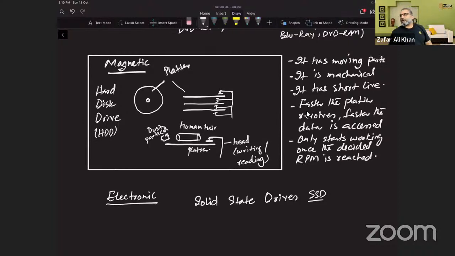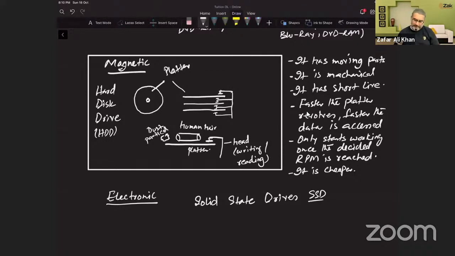जैसे जो हार्ड डिस्क आमतौर पे आजकल होती है ना, ये हार्ड डिस्क सारी की सारी जो है वो 7200 RPM पे चलती है. I'm just telling you, this is not part of your syllabus. So जब तक वो 7200 पे revolve करना शुरू नहीं करता, data access नहीं होता. It is cheaper. It does not cost much.